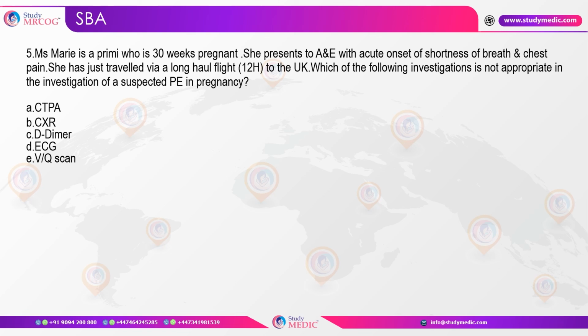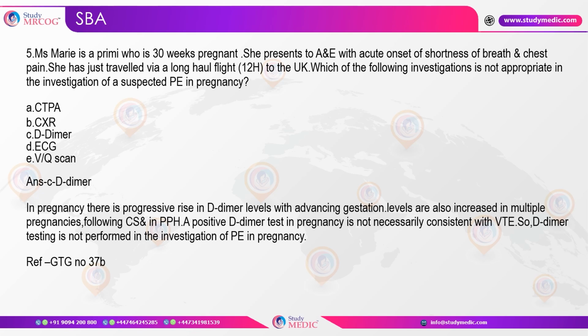According to me, a D-dimer is not the correct investigation, because we know that in pregnancy there is a progressive rise in D-dimer levels with advancing gestation, and the levels are also increased in multiple pregnancy, if the woman has undergone a CS or has had a postpartum hemorrhage. So a positive D-dimer test in pregnancy is not necessarily consistent with a venous thromboembolism. So D-dimer testing is not performed in the investigation of pulmonary embolism in pregnancy. All the answers and the explanations or the evidence that I have given to you is based on guideline number 37A and 37B.